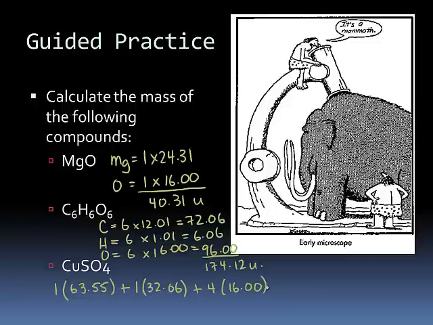So adding those up and multiplying using BEDMAS, so I multiply first and then do the addition. So 63.55 plus 32.06 plus 4 times 16 is 64. I get the atomic mass of 159.61 atomic mass units, or U's. So this is a really quick introduction to relative mass. We're going to build on this very quickly in class and start talking about the actual mole.